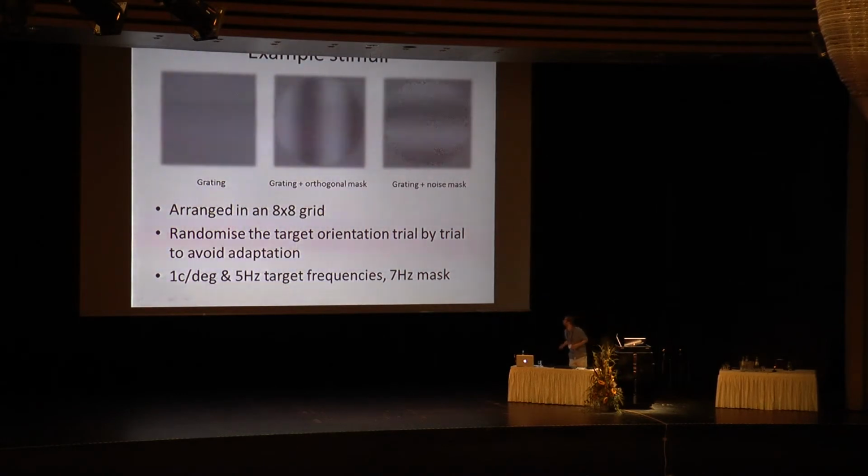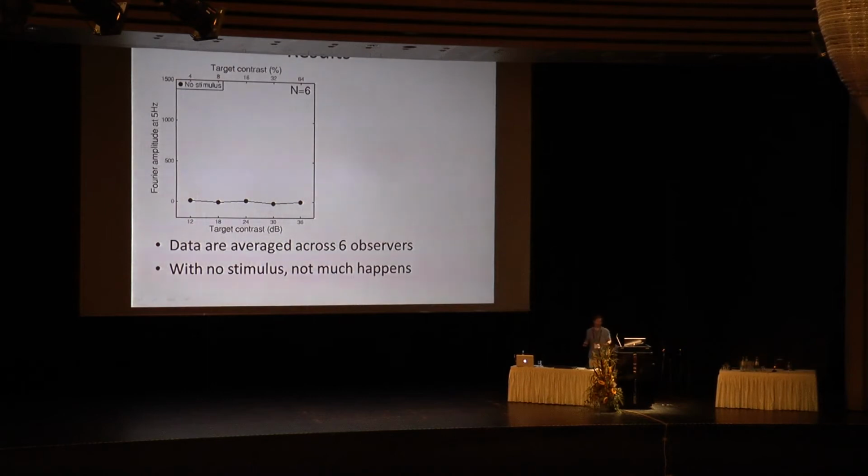And a few little methodological things: because we put stimuli on for a long period of time, about 10 seconds or so at a time, trial by trial, we randomise the orientation of all our stimuli just to avoid any local adaptation type effects. Okay, so here's some data. These are averaged across 6 observers, and first of all, just to give us a baseline, with no stimulus, not much is happening. Actually, you do get a baseline sort of noise level from EEG, but I've subtracted that out, so everything is just going to be relative to this 0 baseline where there's no stimulus being displayed.